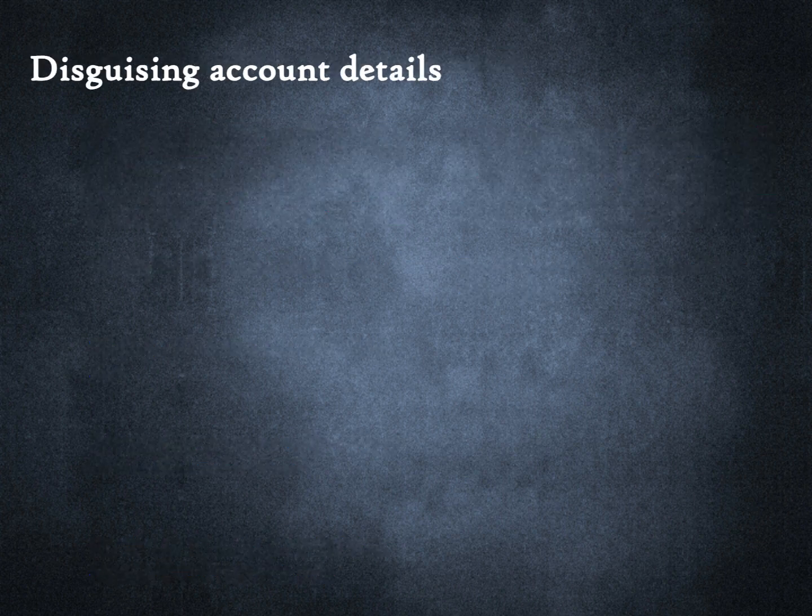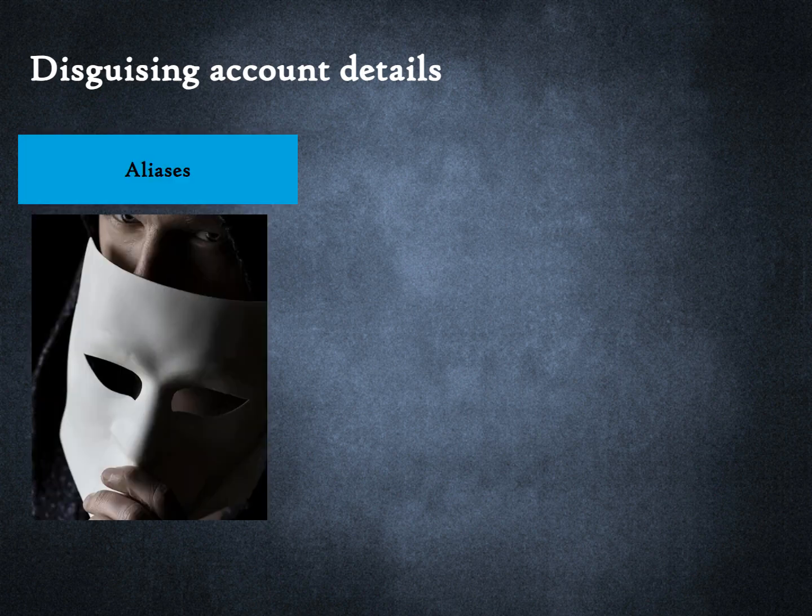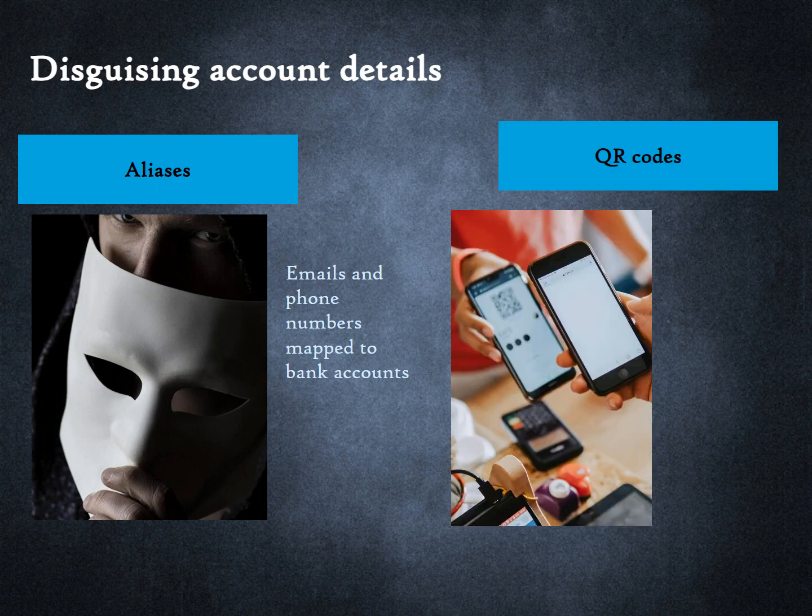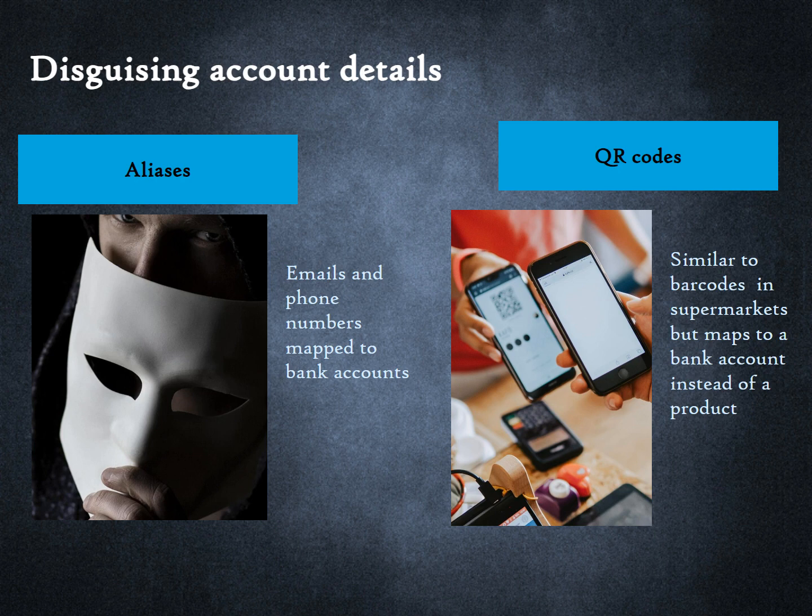In modern payments, ways of disguising account details for additional security have evolved. One set of methods includes using aliases like email and phone numbers that are mapped to bank accounts in the background. Another set involves use of QR codes, which are similar to barcodes at supermarkets. But in payments, instead of mapping to a product, it is mapped to a bank account.